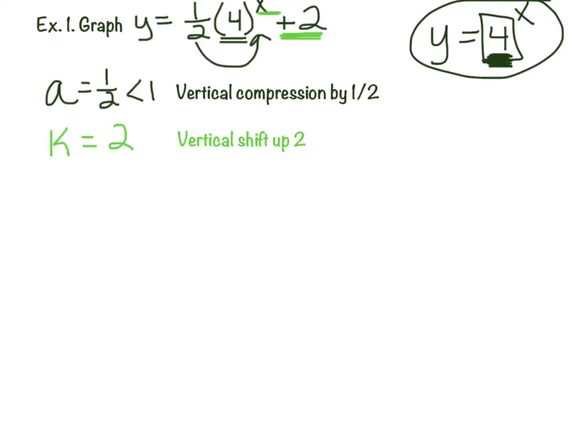The one on the outside is your stretch or shrink. The one on the inside was your original. So you just leave that 4 alone. It doesn't affect anything. So now to graph it, let's make a table.